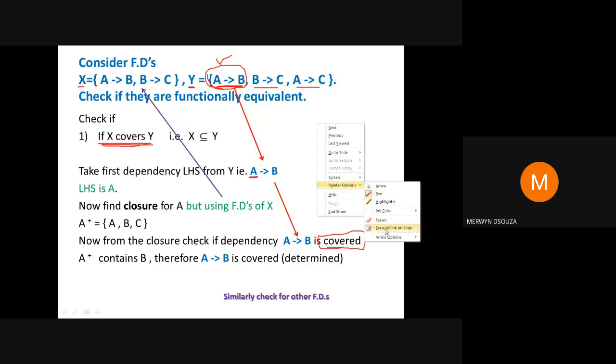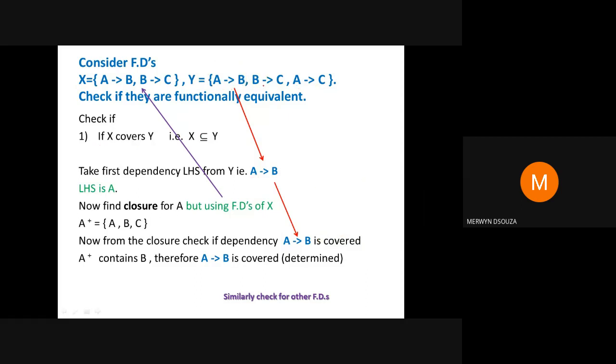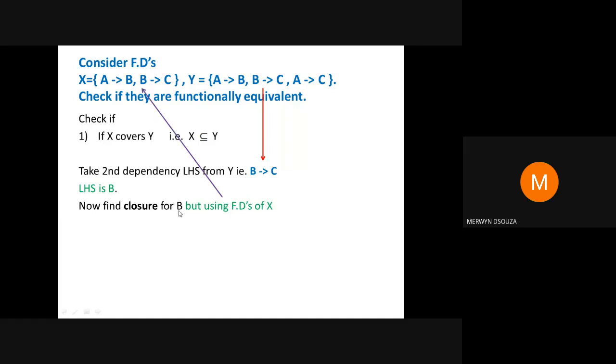Okay, so going to the next one. Now we'll take the next functional dependency of Y and check, same steps. I've taken the second functional dependency. I take the left hand side B, and now I find the closure for B, but using the functional dependencies of X. Remember that when you find a closure, you need to use the functional dependencies of X. So when you find a closure using X, you will get just B and C.